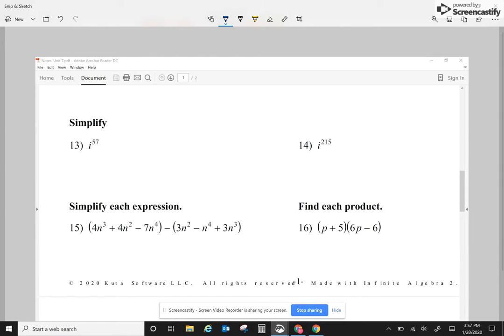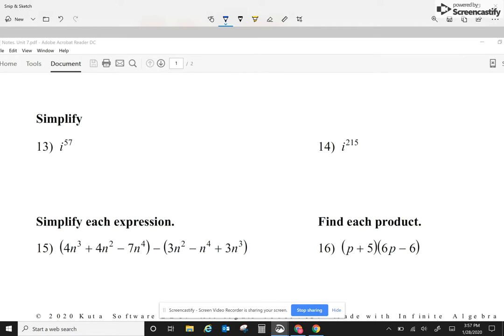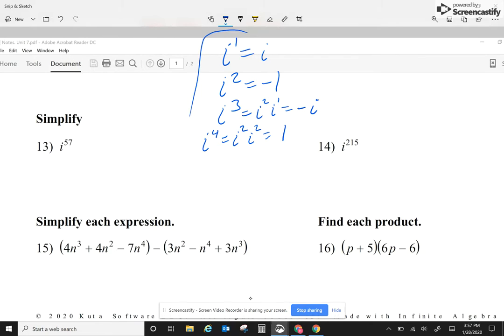Now let me skip to number 13 and 14. The cool thing with i's is we only have 4 different answers. I could have i to the 1, i to the 2 is negative 1, i to the 3, I can break that as i to the second times i to the 1, so I get negative i. i to the 4th, I can see that as i squared times i squared, so that gives me 1. Any other exponent, I can simplify it to be one of these. Since I only have 4 choices, I'm going to add or subtract multiples of 4.